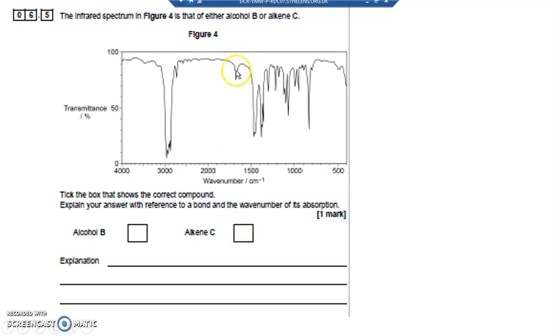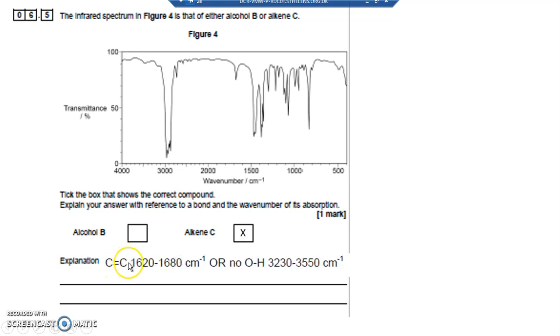A carbon-to-carbon double bond is actually that one there, around about 1600, 1700, something like that. It's not very big, it's hard to identify, and that's why it's easy to identify that it's not the alcohol, because it's not got the OH broad absorption at around about 3000 to 3500.